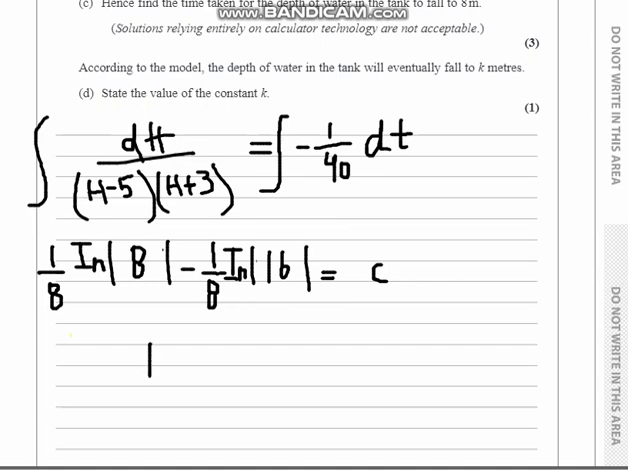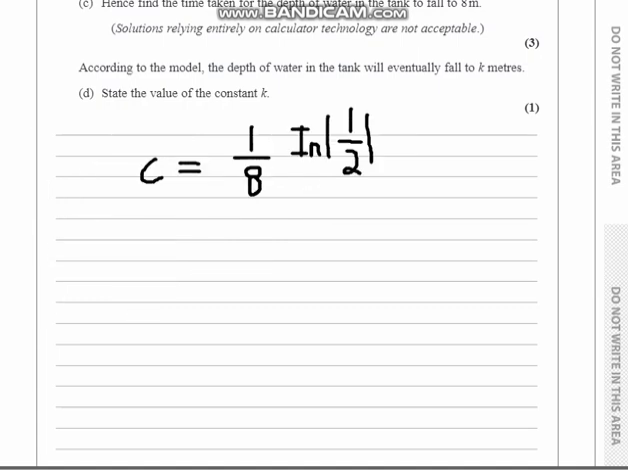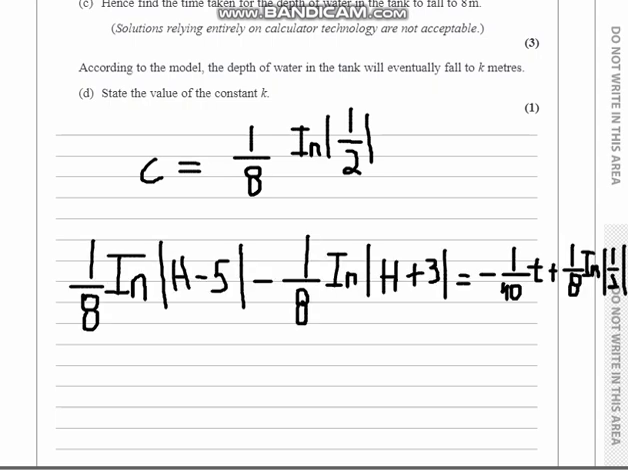Now, you guys know that in logs, when we subtract, such as ln 7 minus ln 3, that equals ln of 7 upon 3. So that will be 1 upon 8 ln 8 upon 16 equal to c, and we know that 8 upon 16 is half. There you go, that's our c value, 1 upon 8 ln half. Now I'll write the whole function, substituting c in. There you go, 1 upon 8 ln h minus 5 minus 1 upon 8 ln h plus 3 equal to minus 1 upon 40t plus c, and that's 1 upon 8 ln 1 upon 2.